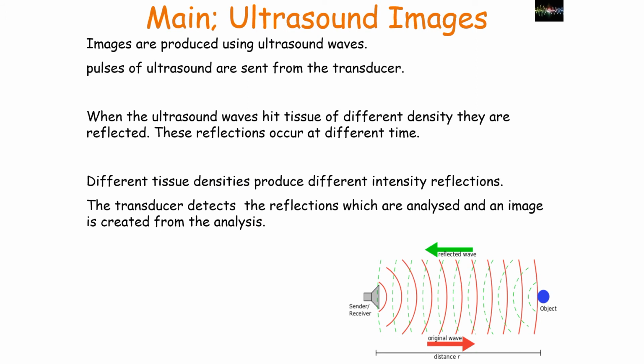Pulses of ultrasound are sent from a transducer. When the ultrasound wave hits tissues at different density, they are reflected. Now, these reflections occur at different times. Different tissue densities produce different intensity reflections. The transducer detects the reflections which are analysed, and an image is created from the analysis.